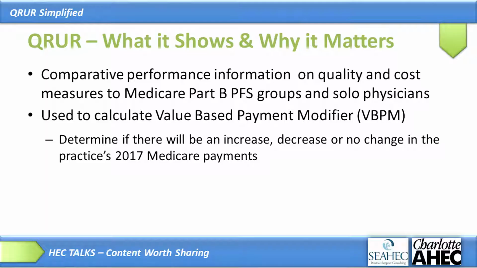The VBPM competitively rates Medicare Part B physicians on cost measures like per capita costs and quality measures like PQRS reporting to determine an upward, neutral, or downward adjustment to Part B reimbursements. The 2017 value-based modifier is based on performance during 2015. Think of it as a 2-year look-back period.